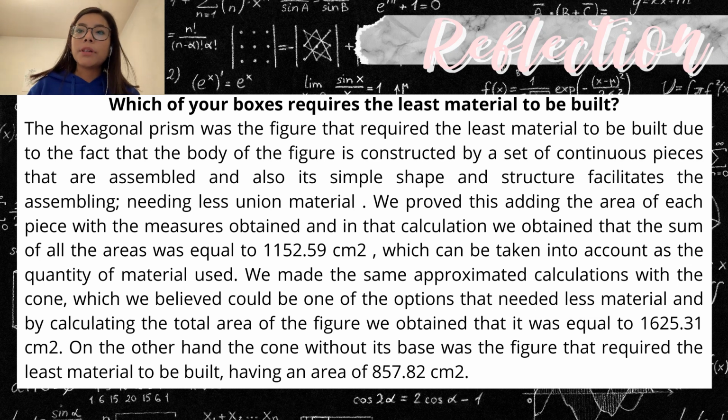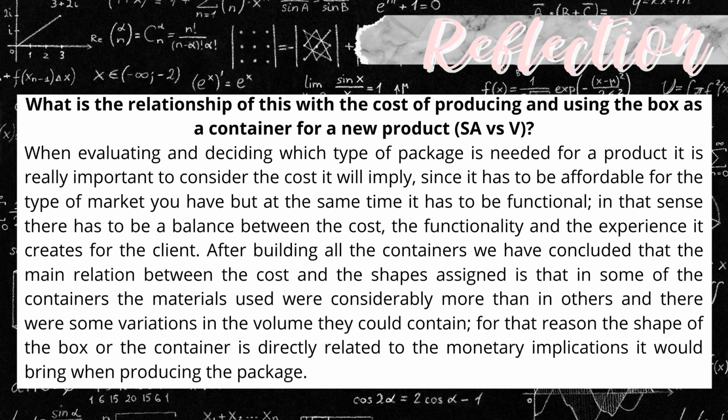We made the same approximated calculations with the cone, which we believed could be one of the options that needed the least material. By calculating the total area of the figure, we obtained that it was equal to 1625.31 square centimeters. On the other hand, the cone without its base was the figure that required the least material to be built, having an area of 857.82 square centimeters.